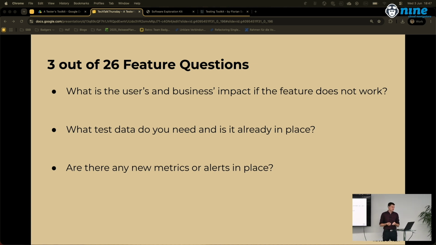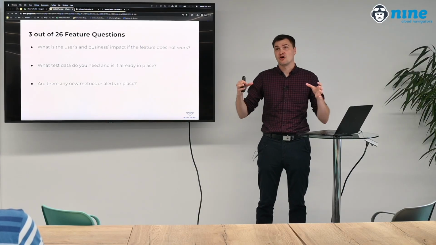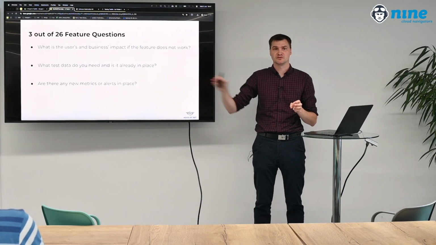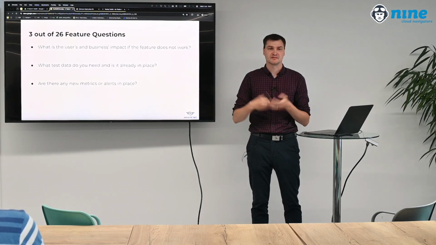This is important information. Also, what test data do I need to test it when I implement it, or when I'm a test engineer and want to test it, or for test automation, do I need a specific test setup? And then I can already start preparing this test data and test setup in parallel to the implementation. And this saves time.